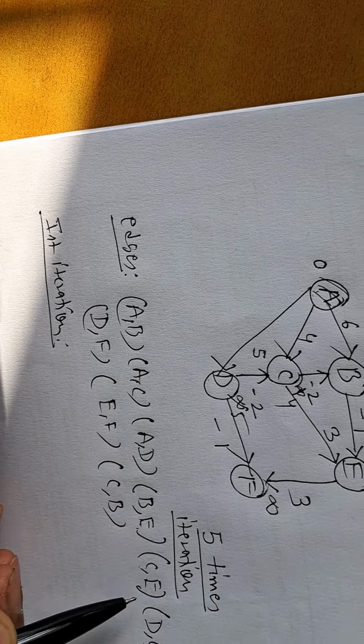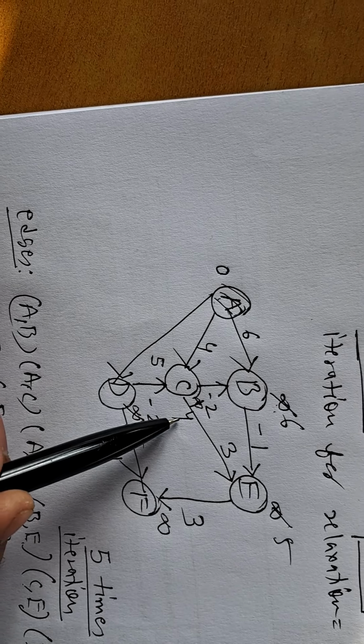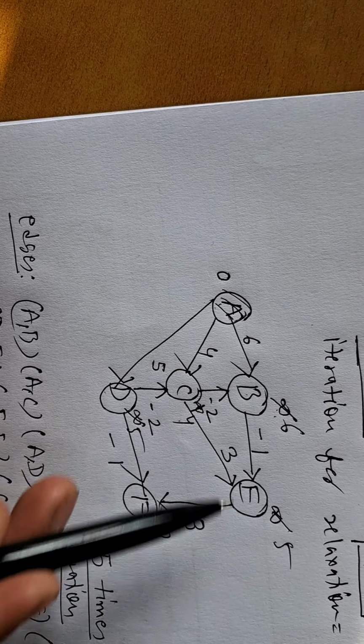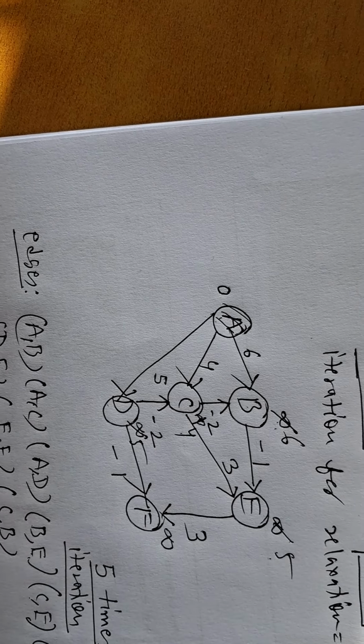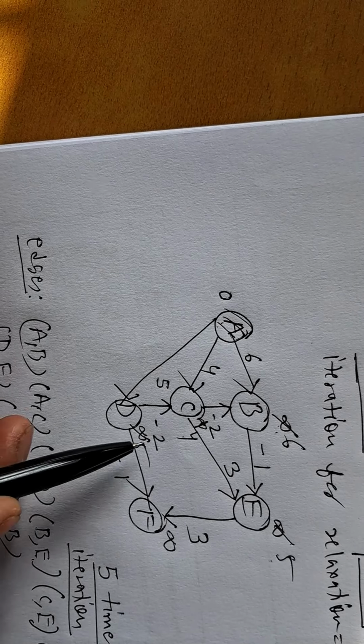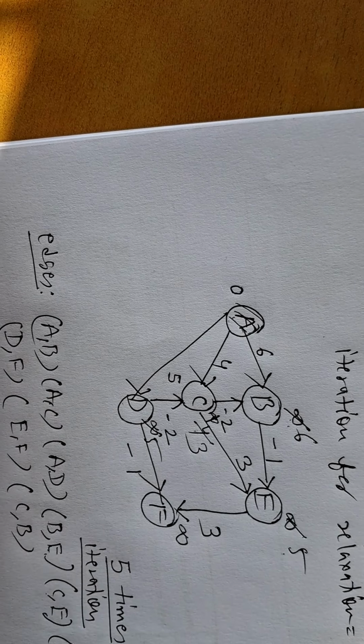CE, so CE cost is right now 4 plus 3, 7, but right now we are maintaining 5, so we will not update it. DC cost we can check. DC cost will be 5 minus 2. So right now we are getting 4, so we can update it as 3.